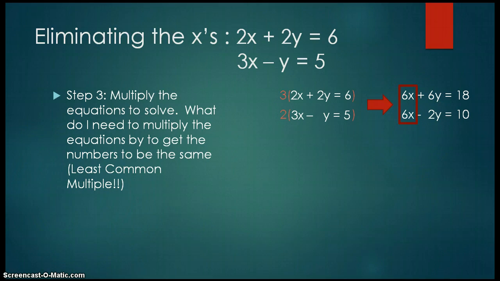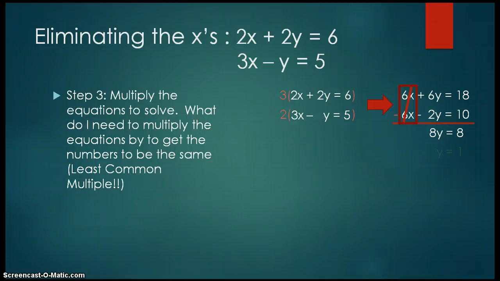So 3 times 2 is 6, 3 times 2 is 6, and 3 times 6 is 18. 2 times 3 is 6, 2 times negative 2 is negative 4, and 2 times 5 is 10. So we have the similar coefficients. In order to get these to be 0, we're going to subtract. When we subtract these, our 6x's cancel. 6y minus negative 4y gives us 8y, and 18 minus 10 gives us 8.